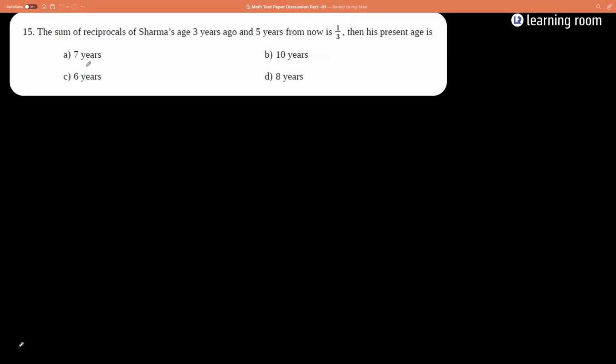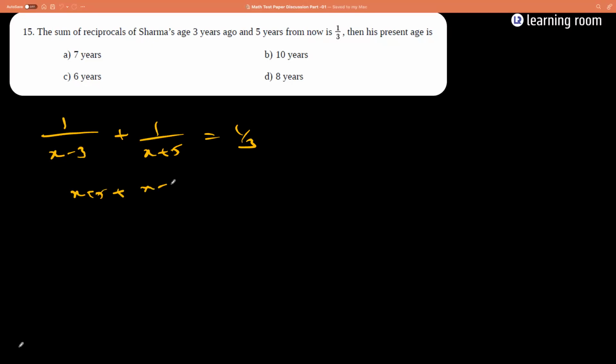The sum of the reciprocals of Sharma's age 3 years ago and 5 years from now is 1 by 3. So how to solve this? The equation will be 1 by x minus 3 plus 1 by x plus 5 is equal to 1 by 3. So one equation, one unknown. So there is a problem based on quadratic equations, right?